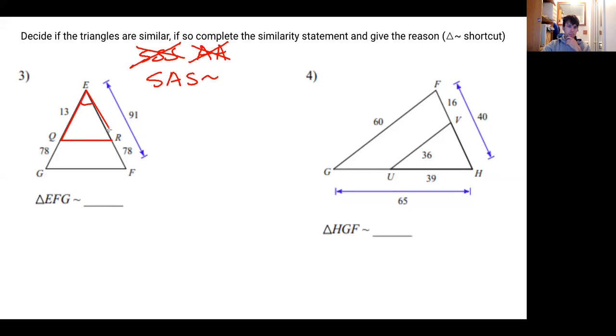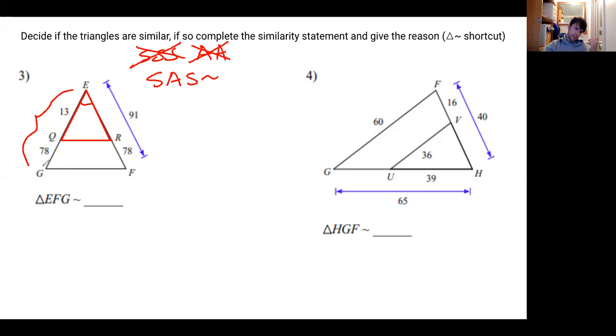Okay, so it's part of this smaller triangle and the bigger one. So SAS seems like the way to go. And we do know the sides that are on either part of the angle. This is the included angle for the sides that are marked here. The only thing sort of left is I don't actually know this whole length.